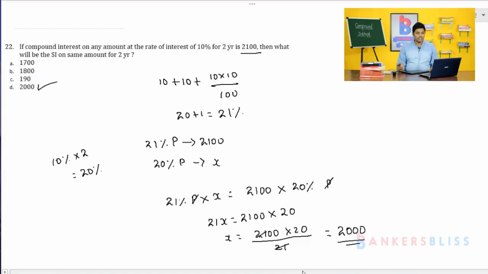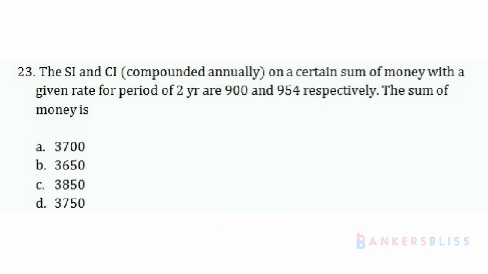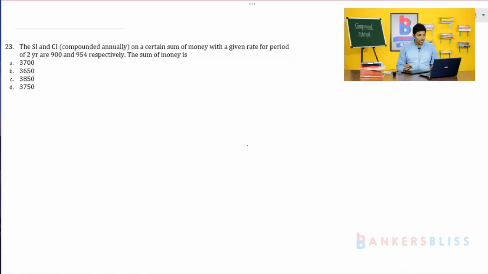Okay, let's go to the next problem, problem number 23. See here, the simple interest and compound interest, compounded annually. So this is very, very important. On a certain sum of money with a given rate of interest, for 2 years they are 900 and 954. The sum of money is, so here you have to calculate the principal amount. Okay, so how can we calculate the principal amount? You know only the interest for 2 years and you don't know the rate of interest.